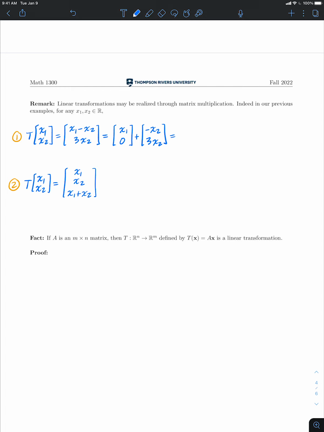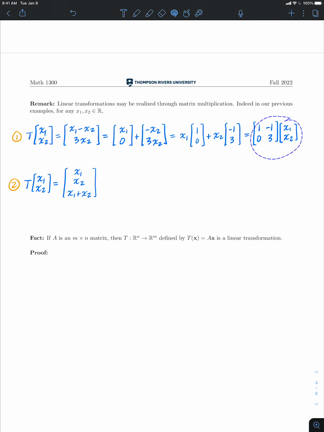And then I'm going to factor out the x1. So I've got x1 times the vector 1, 0, plus x2 times the vector negative 1, 3. Now why did I do that? Well, this is actually the definition of this matrix product. If I take this 2 by 2 matrix, notice I'm just taking those two vectors and putting them together as columns, and multiplying that 2 by 2 matrix by the 2 by 1 vector with unknown coordinates x1 and x2. See how we did that?